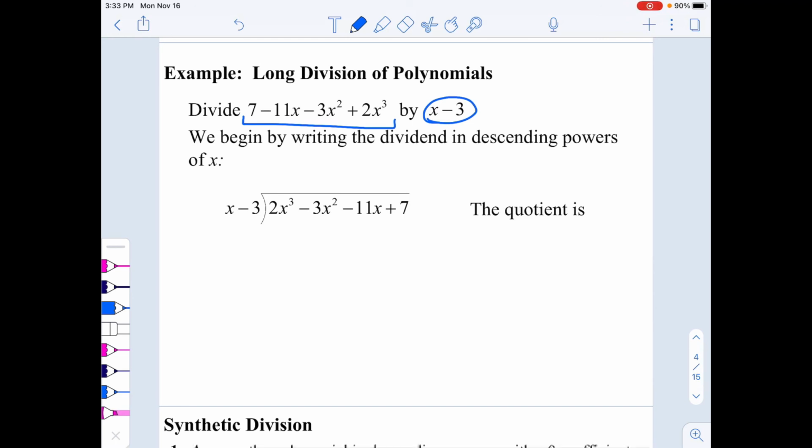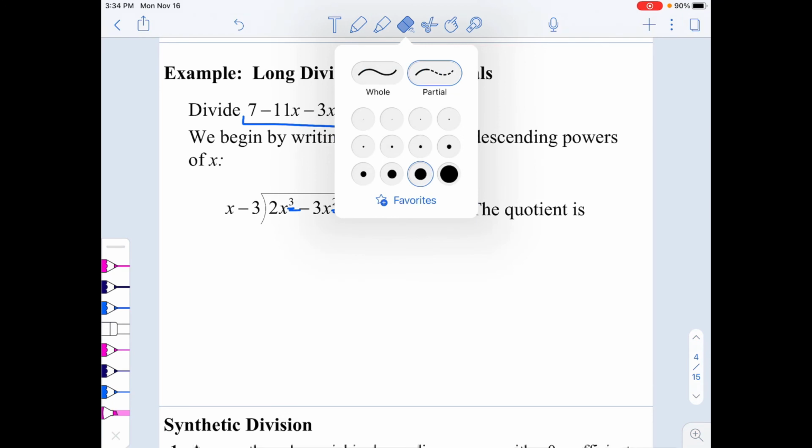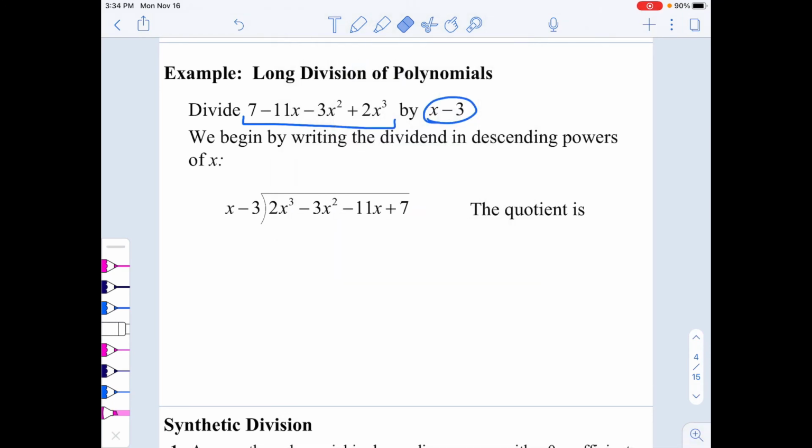Now, a little thing to keep in mind. We had a third power, a second power, a first power, and this is technically x to the 0 power. If you were missing one of those exponents, you would want to fill in a plus 0x to that power that was missing. So something to keep in mind for later on. In the meantime, these are all represented, so we're going to go ahead and start our division.